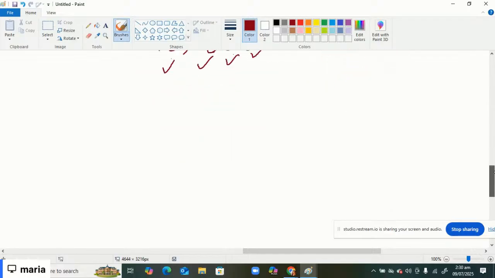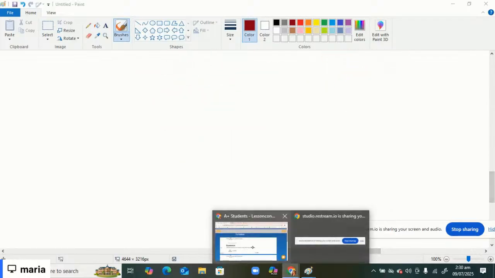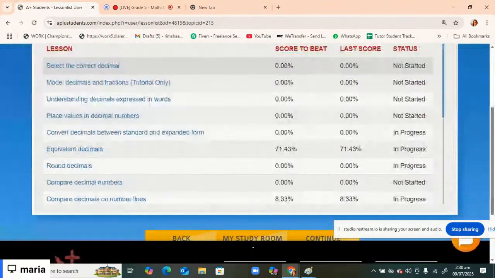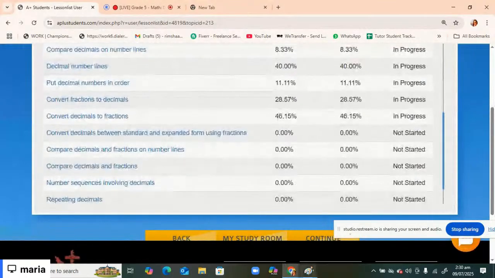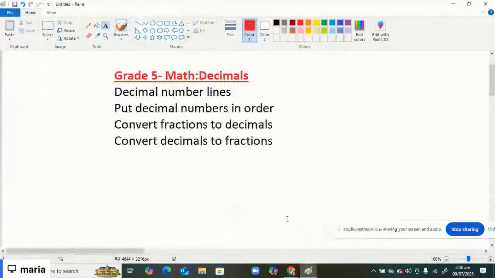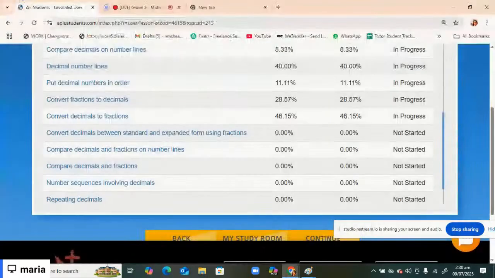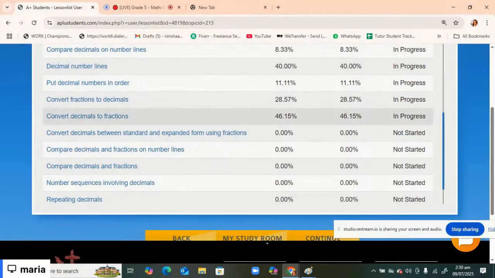All right, okay. I hope you guys understand this lesson. Try the questions by yourself regarding this lesson. Now let's start the next one. The last lesson of the day is convert decimal to fraction. First we converted fractions to decimals. Now we are going to convert decimals to fractions.